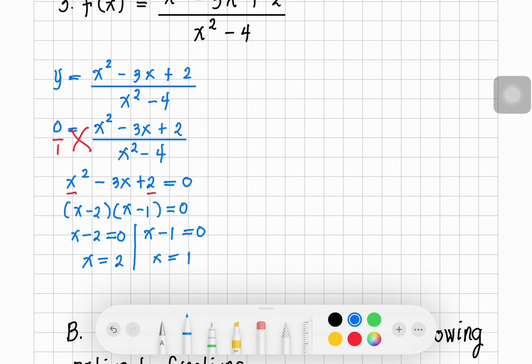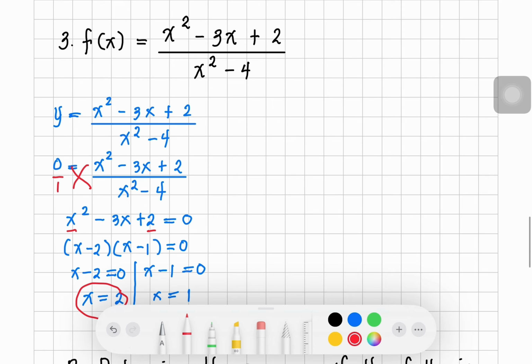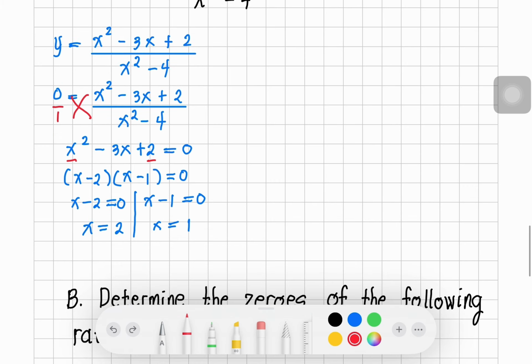When x is equal to positive 2, let's check. 2 squared is equal to 4, minus 4. That gives us 0, so the denominator is undefined. Hindi natin papayagan yon. Okay? So ibig sabihin, i-omit natin yung x equals 2. So ang tatanggapin nating value for the x-intercept is only x equals 1.